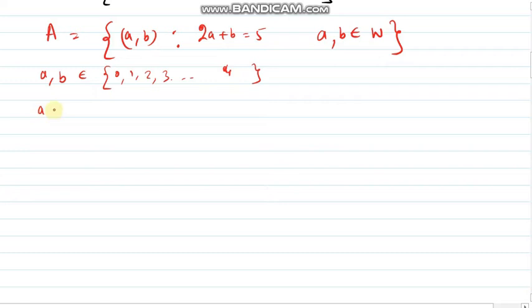Now if I take a equals 0 over there, it is given that 2a plus b equals 5. So if I put a equals 0, do you agree? I will get b equals 5.